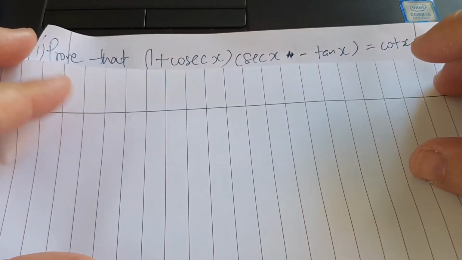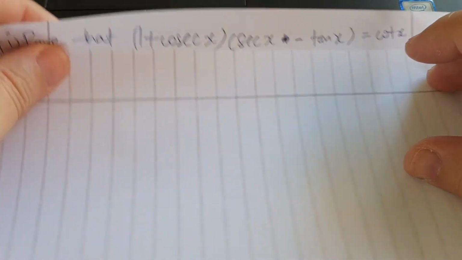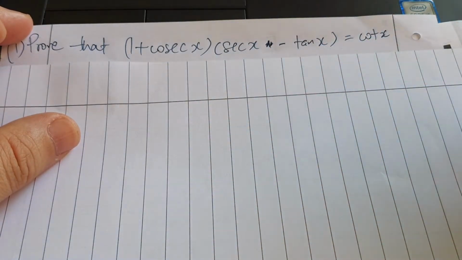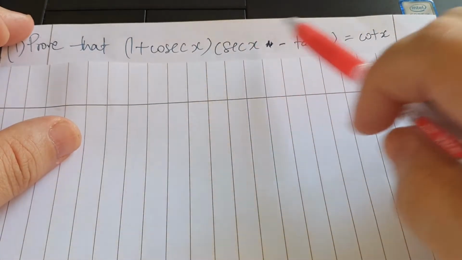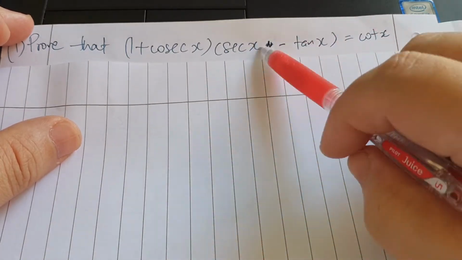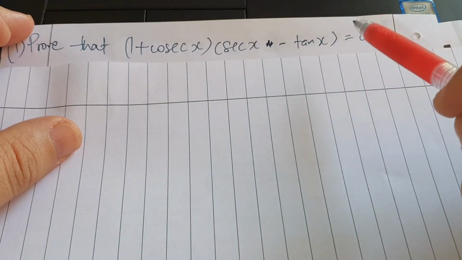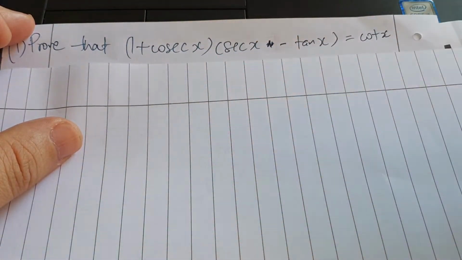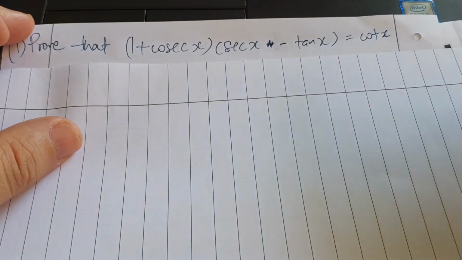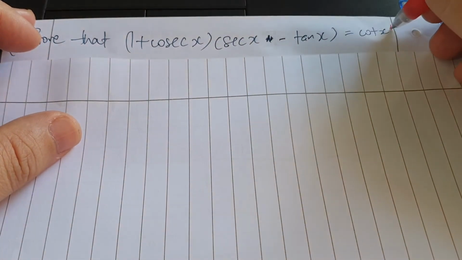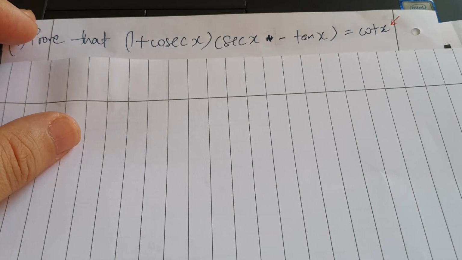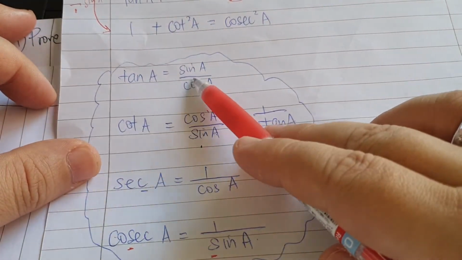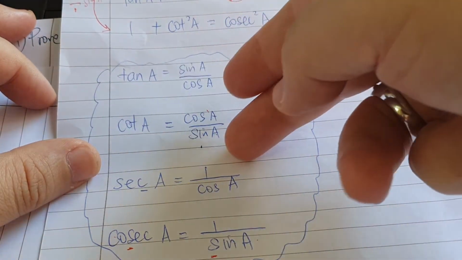So maybe you ought to think about it. I mentioned just now, right? For proving questions, you always start off with the more complicated looking side, right? So which side looks more complicated to you? Definitely this one, right? Because you got cosecant, secant, tangent, you got three different ratios, and then you got this multiplied by this also. Whereas this, if you remember, what is cotangent equal to? It's the inverse of tangent, so it's cos over sine.